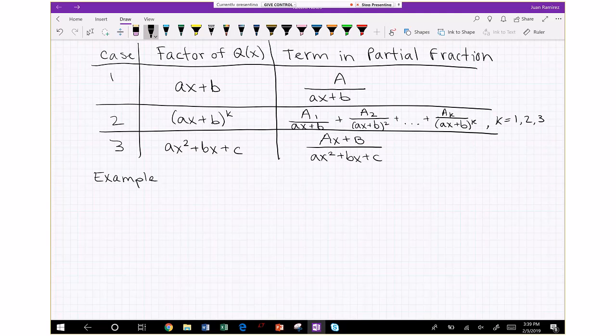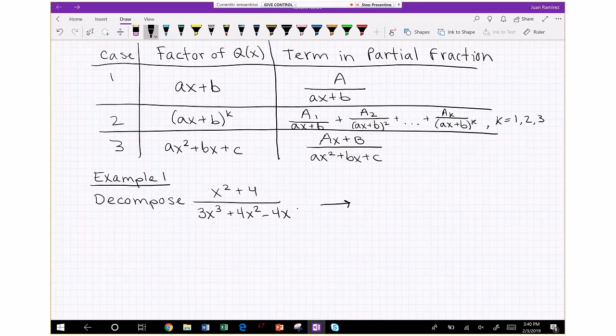All right, example 1. Let's say we want to decompose (x squared plus 4) divided by (3x cubed plus 4x squared minus 4x). Okay, so if we remember the steps, the first step is to factor this fraction as much as we can.